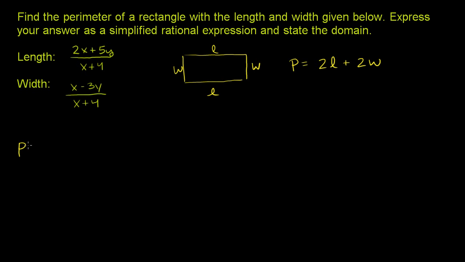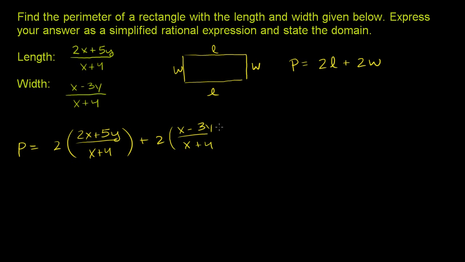So our perimeter is going to be equal to 2 times our length. So we could write it as 2 times (2x plus 5y) over (x plus 4), plus 2 times the width. Plus 2 times the width is right here: (x minus 3y) over (x plus 4).